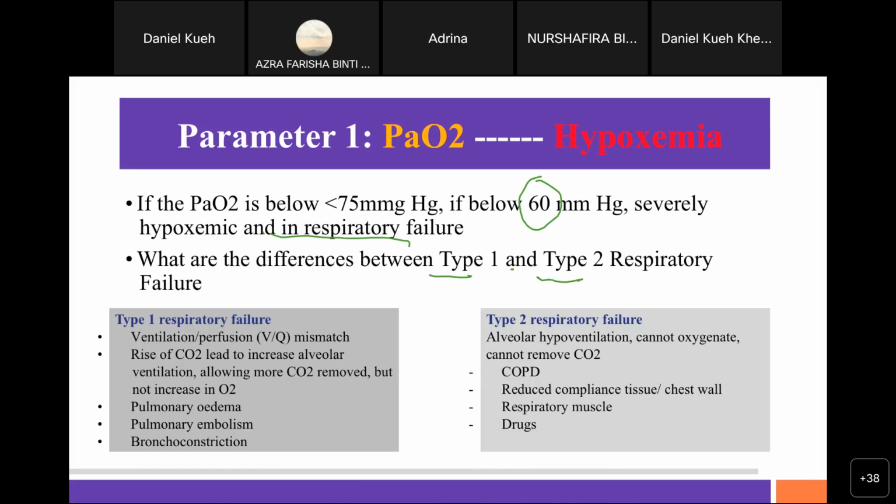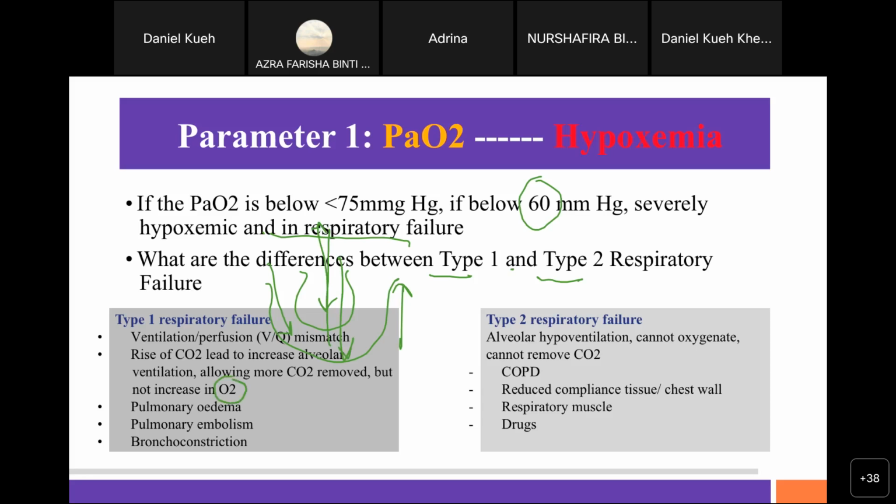First type respiratory failure, you talk about the VQ mismatch. You learned back then, this is your alveolus, then you have your blood vessel. So your VQ mismatch really depends on your perfusion and your ventilation. In cases like this, your VQ mismatch doesn't match, so your body will increase your ventilation. When you increase your ventilation, you allow more carbon dioxide to be removed, but you don't allow more oxygenation to your red blood cell.